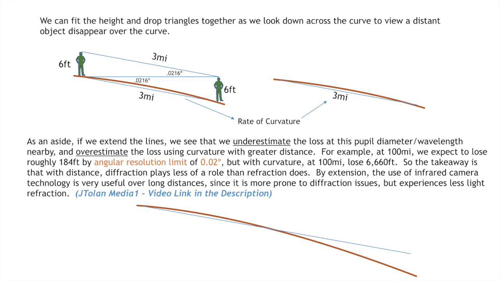So because refraction does play a decent sized role, the infrared camera technology is proving to be a very good tool to view these distant objects, which again do not have anywhere near the expected rate of loss, such as 6,000 feet of loss at 100 miles. It just doesn't exist.